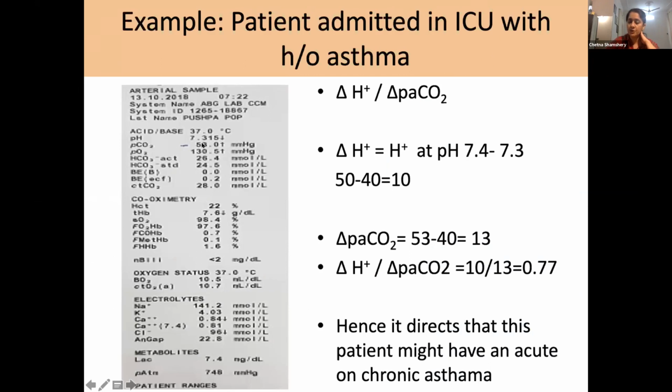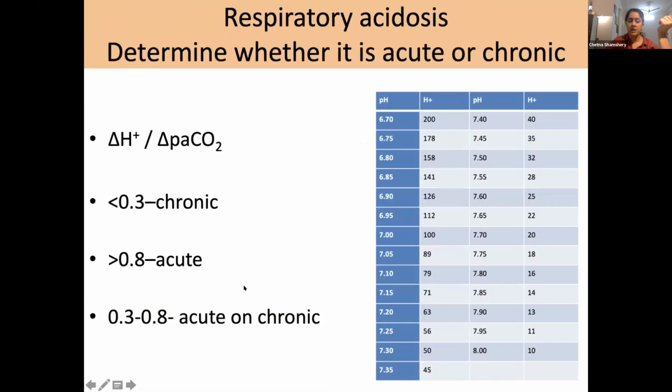the normal value of PCO2 is between 35 to 45. Let us presume a middle value 40. So from 40 to 53, the difference is 13. So we take the ratio of the difference of H ions to PCO2, which is 10 upon 13, it is 0.77. And if it is between this range, then it is an acute on chronic condition.